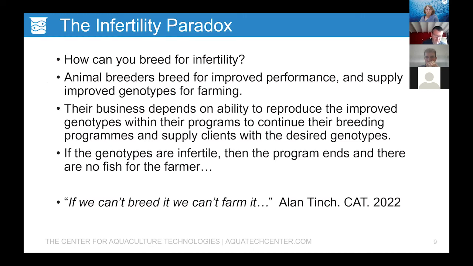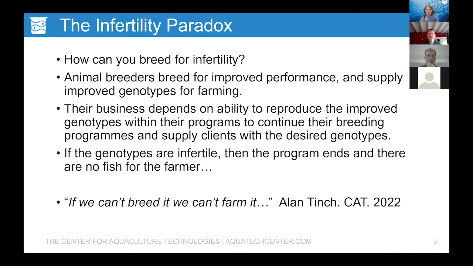We deal a little bit with a paradox, the infertility paradox. How can you breed for infertility? The animal breeding programs rely on genetics and breeding to improve the performance of the animals in their systems and improve and multiply the improved genotypes into the farming programs. Business depends on those improved genotypes being able to be bred in large numbers. But if the genotypes are infertile, if we're breeding for infertility, then the program ends and we don't have any fish for the farmer. So we have to be able to breed it in order to farm it.